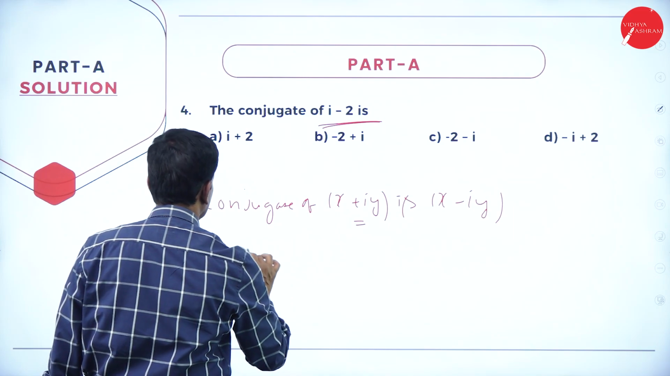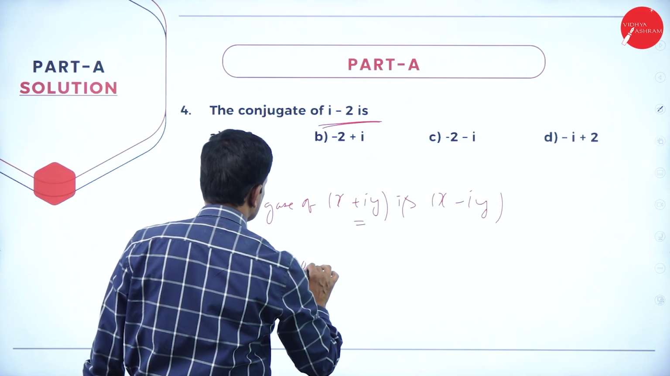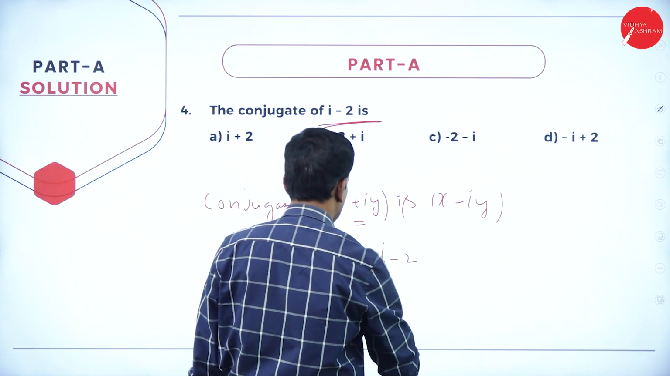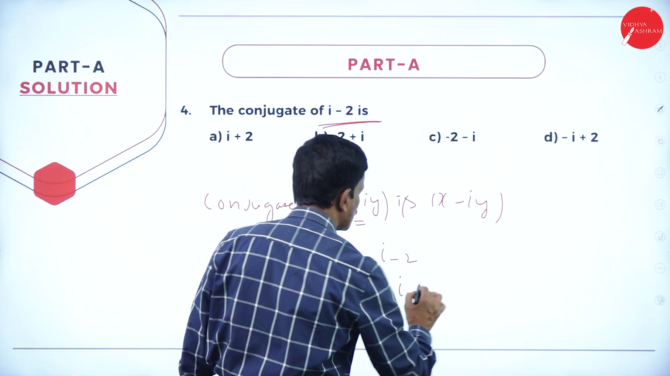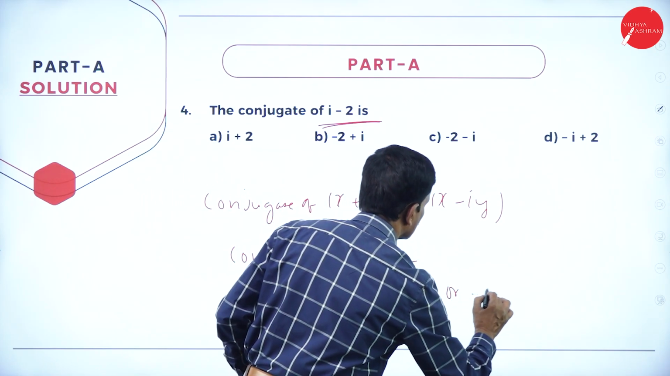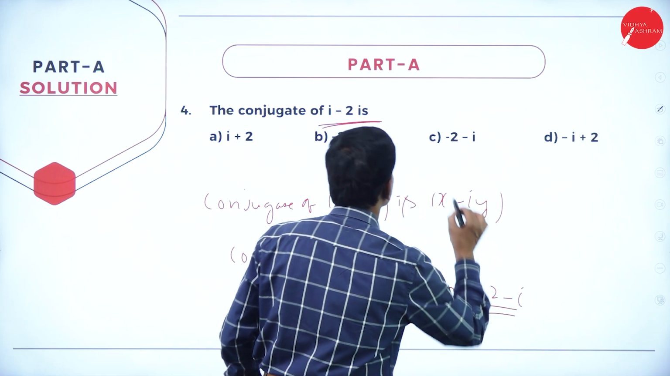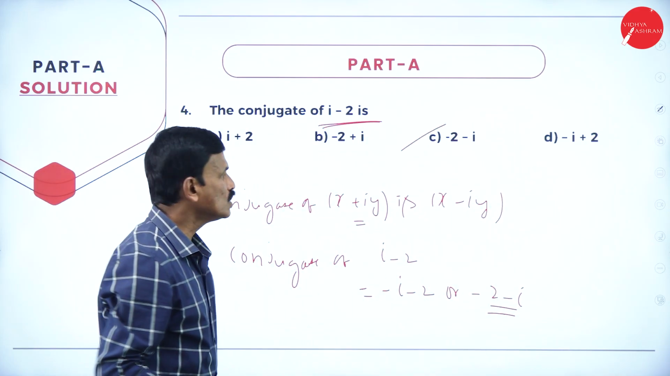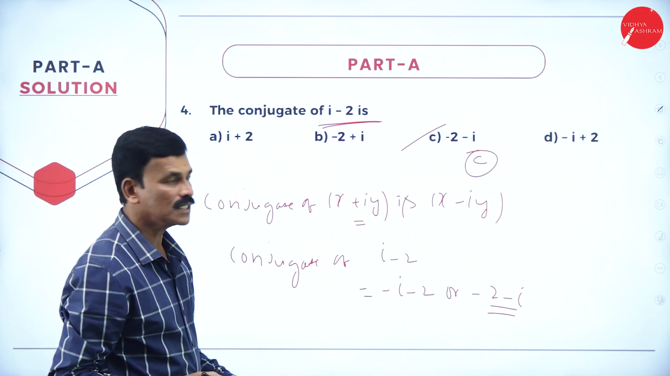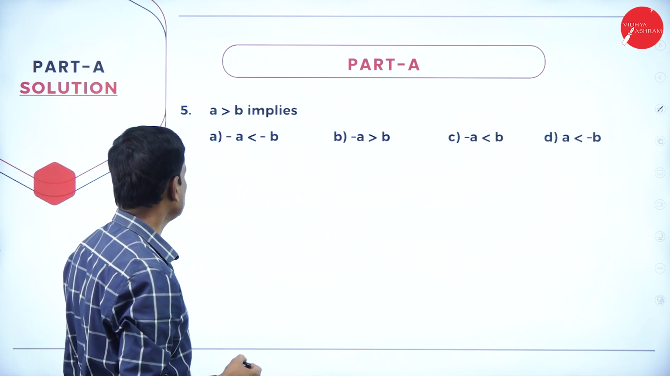So, the conjugate of i minus 2 is nothing but minus i minus 2, or this can also be written as minus 2 minus i. So, this is the option, C is the option. So, minus 2 minus i is the conjugate, right. Now, move on to the next one.